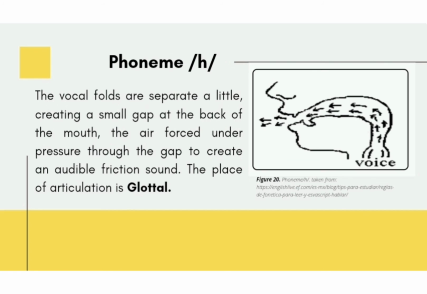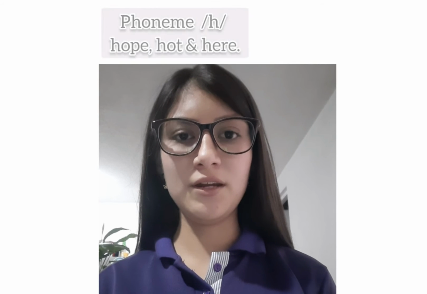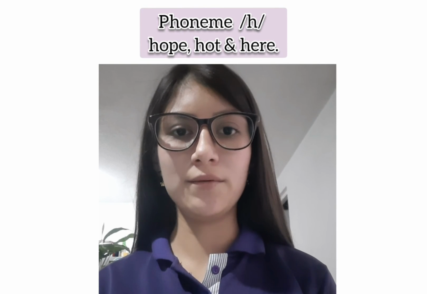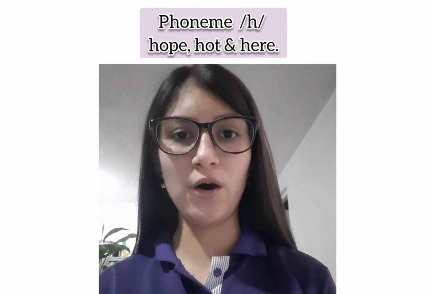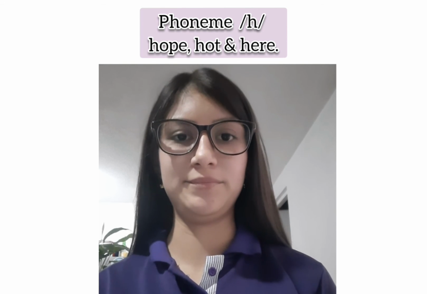The vocal folds separate a little, creating a small gap at the back of the mouth. The air is forced under pressure through the gap to create an audible friction sound. The place of articulation is glottal. This phoneme sounds like /h/. For example: hop, hot, and hair.